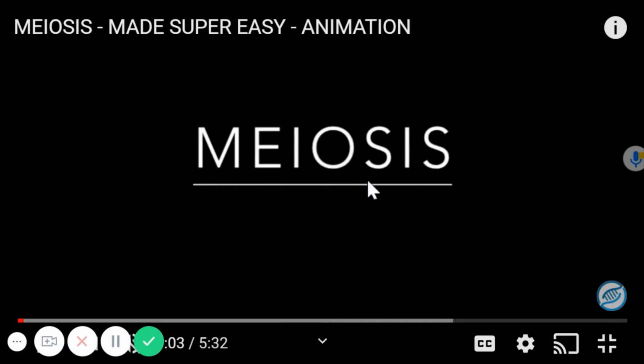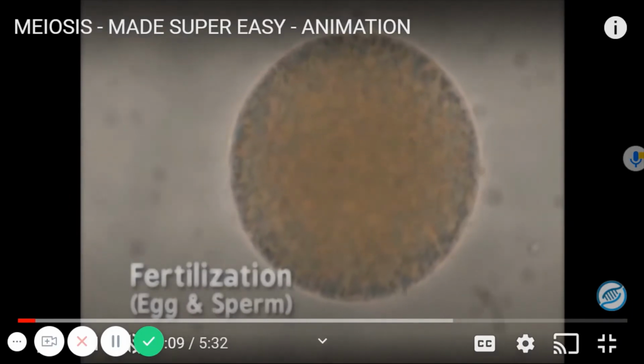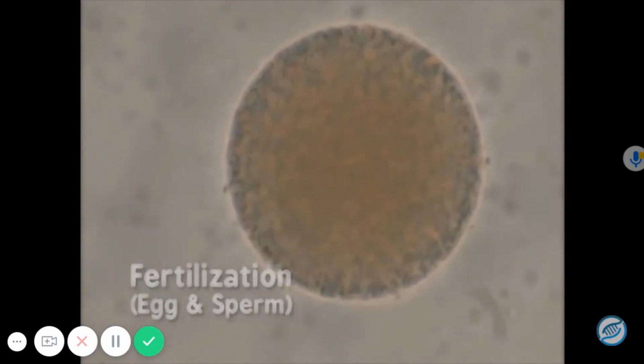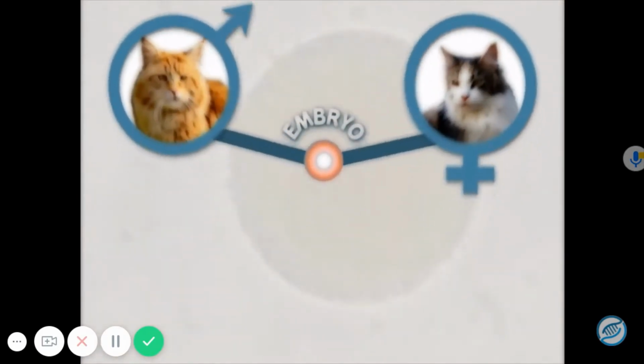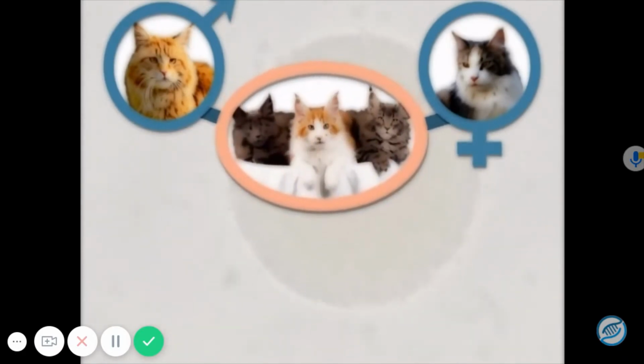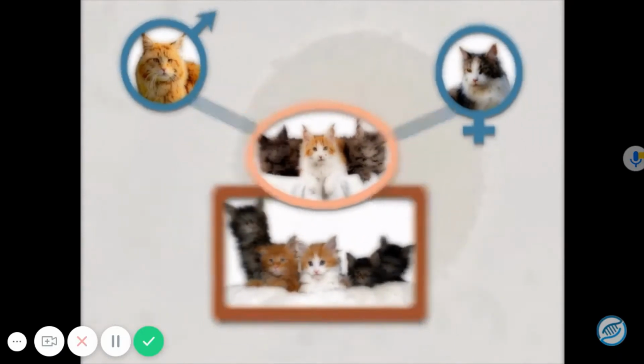So many organisms do pass their genes to their offspring through sexual reproduction. And this is going to begin with the process of fertilization, when two gametes, eggs and sperm, are going to unite to form an embryo. And that embryo is genetically distinct from either parent. The embryo is then going to grow into an adult and pass its genetic info onto its own offspring.